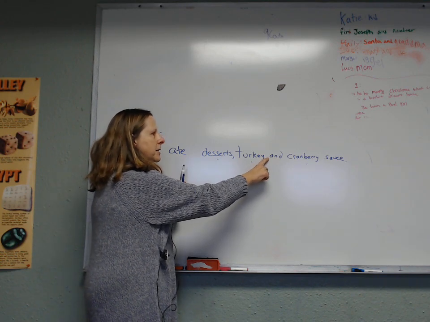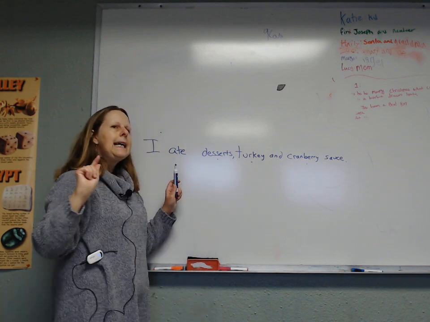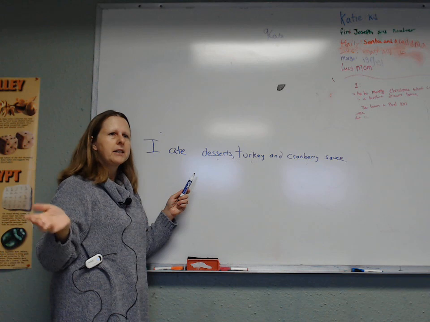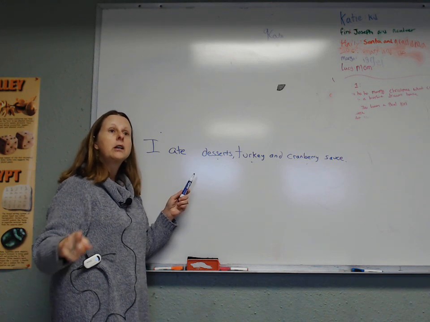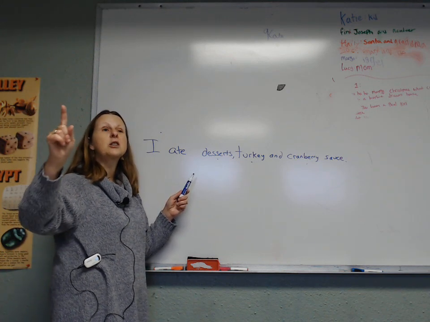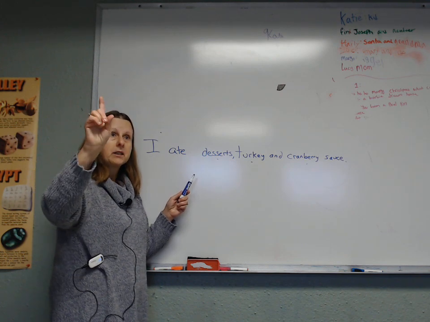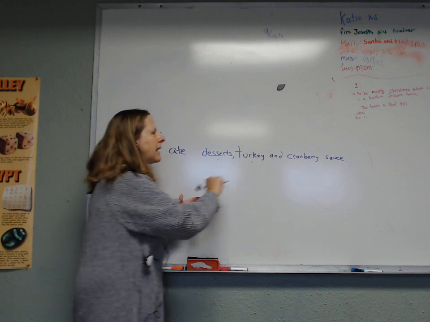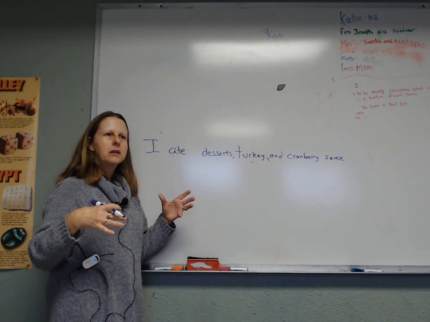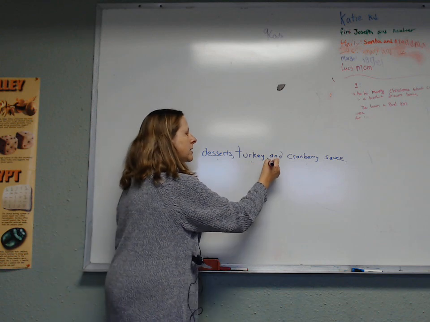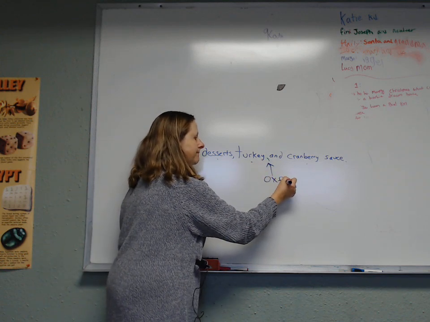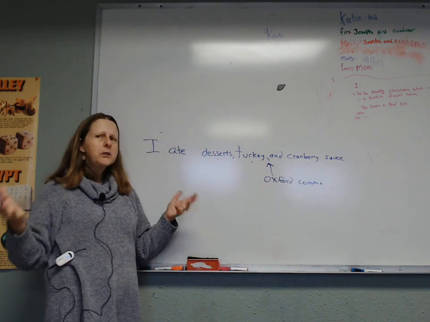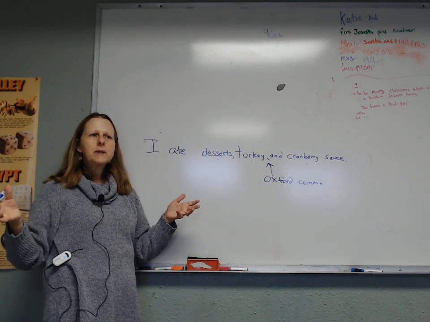If you leave this out, it could be interpreted that I ate desserts, turkey and cranberry sauce. But I think turkey and cranberry sauce are desserts, although cranberry sauce sort of is because it's just got boatloads of sugar in it, but it makes it so good. If I list the three with commas, we know that they're separate. This comma is referred to as the Oxford comma. And it is considered optional, but it can lead to misunderstanding.